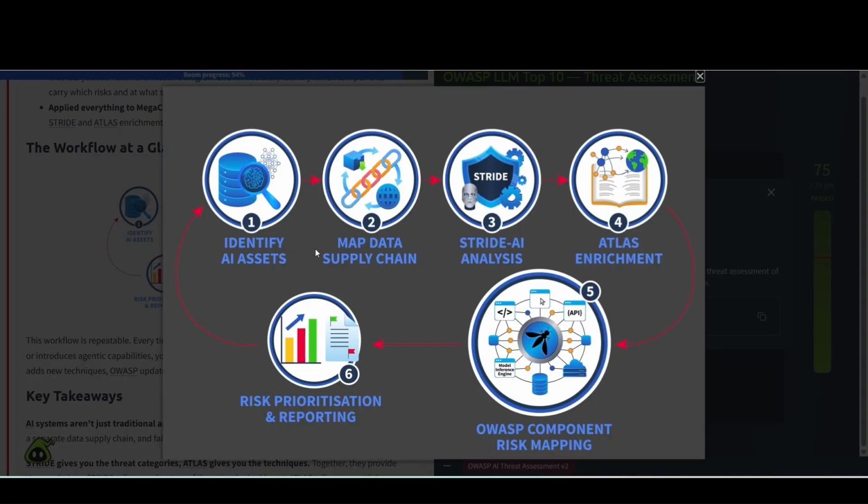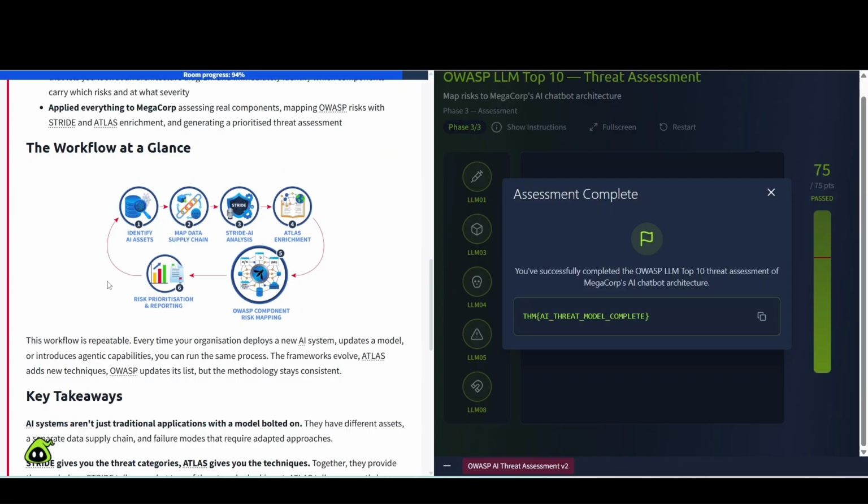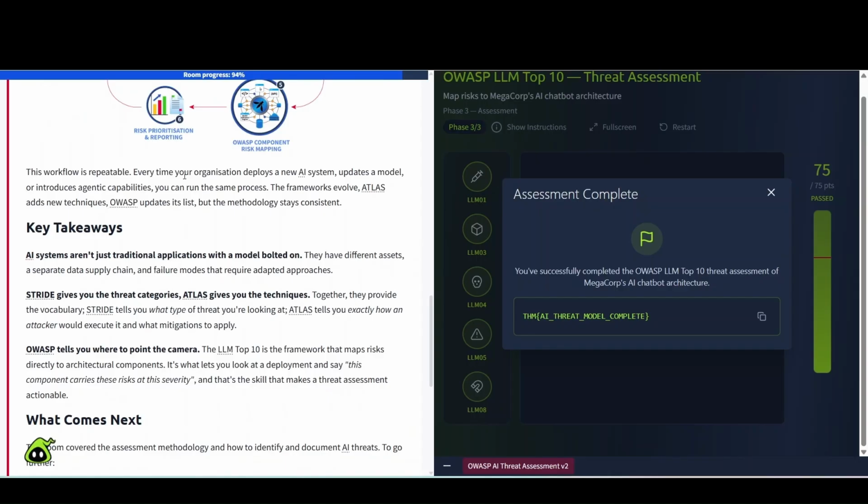1, identify AI assets. 2, map data supply chain. 3, STRIDE AI analysis. 4, ATLAS enrichment. 5, OWASP component risk mapping. And 6, risk prioritization and reporting. And then you rinse and repeat. This workflow is repeatable every time your organization deploys a new AI system, updates a model, or introduces agentic capabilities. You can run the same process. The frameworks evolve. ATLAS adds new techniques. OWASP updates its list, but the methodology stays consistent.